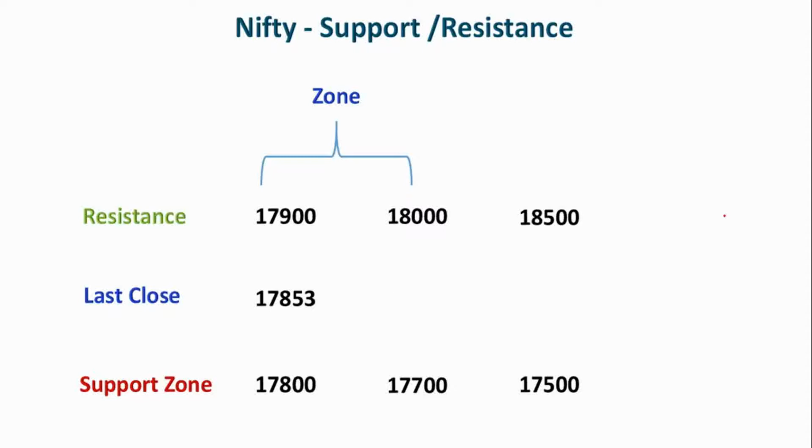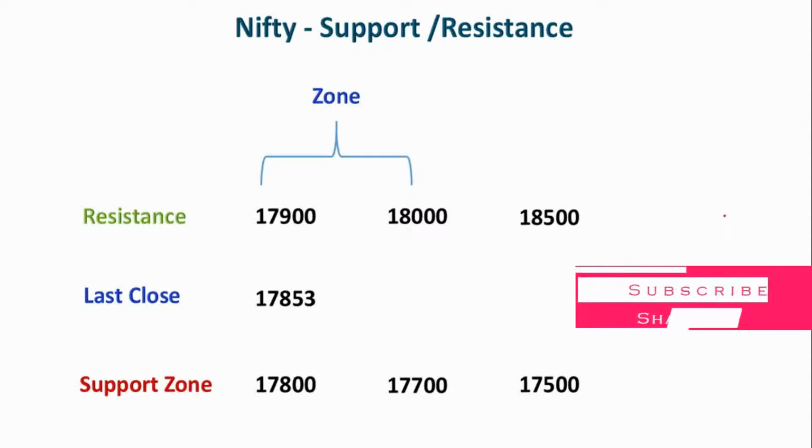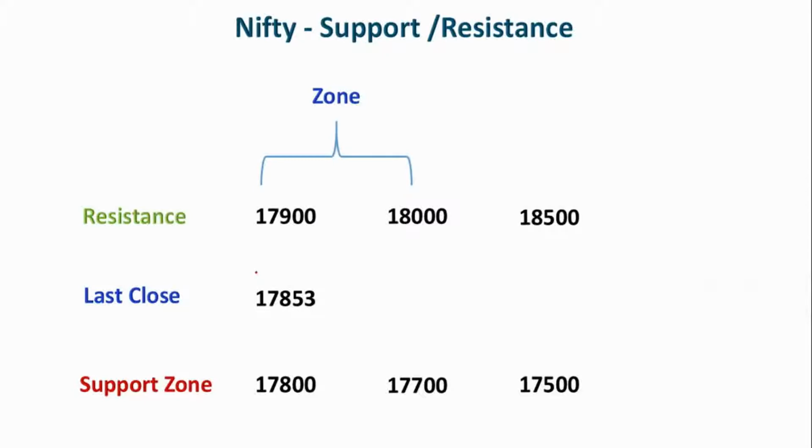First, we will find the support and resistance levels of the Nifty. As we know, Nifty's last close is 17,853. So when compared to last week, Nifty ended in bullish mode. The immediate support levels we found are at 17,800 and 17,700, followed by 17,500. These levels act like support zones.